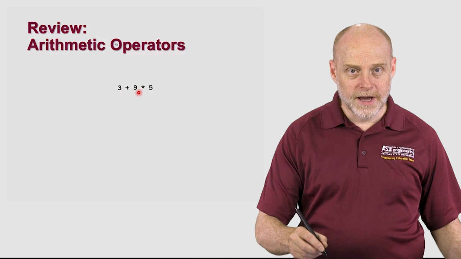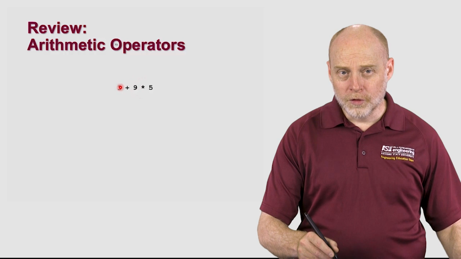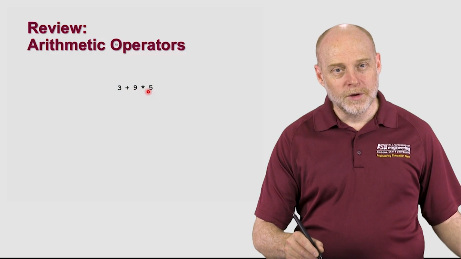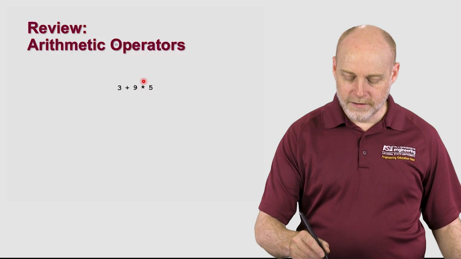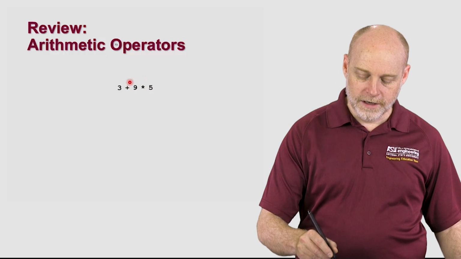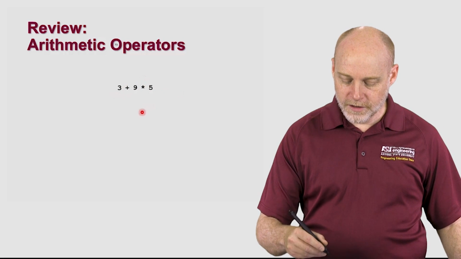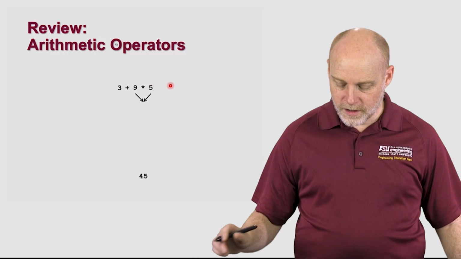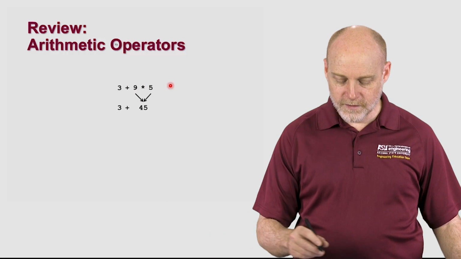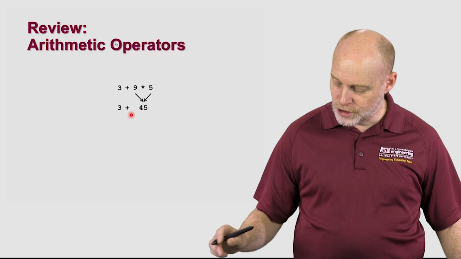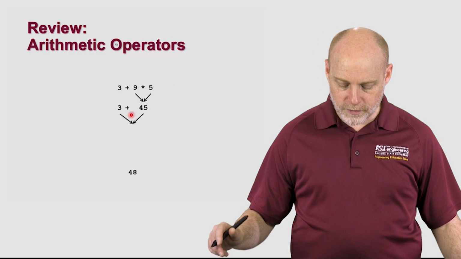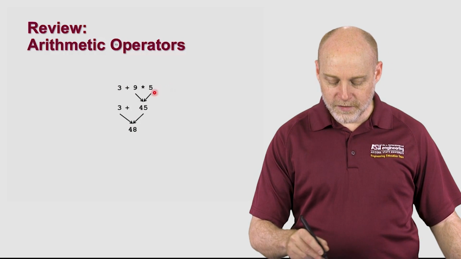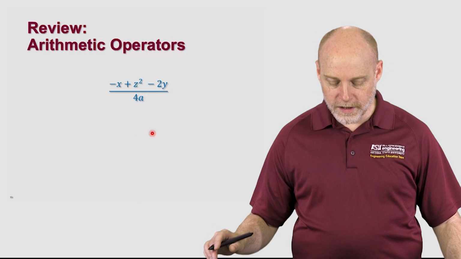And with the mathematical operators, arithmetic operators, there's an order of precedence that we have to be aware of. And it's the same order of precedence that you're familiar with from your algebra classes. So multiplication is going to be evaluated before addition. So in this expression, 3 plus 9 times 5, 9 times 5 will be evaluated first, which is 45. And so this expression simplifies to 3 plus 45. Then the addition operator can be evaluated, and 3 plus 45 is 48. So this entire expression, 3 plus 9 times 5, evaluates to 48.